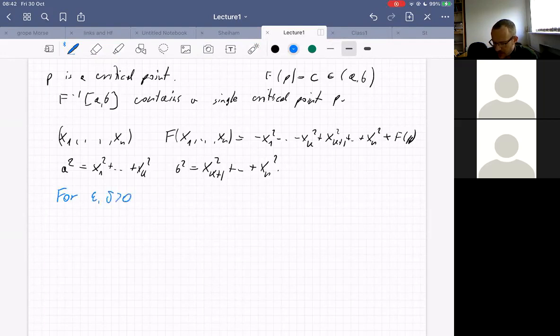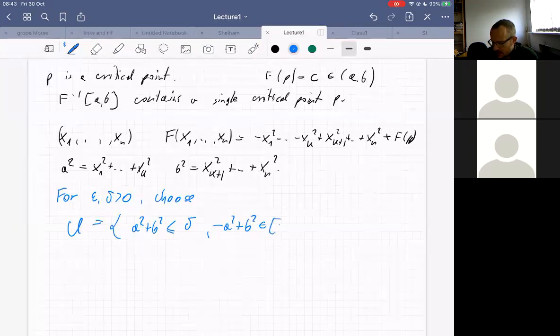And now, for epsilon and delta greater than zero, choose, what is the good name, U, which will depend on epsilon, delta and on the index, but we just ignore the dependence for shortness of notation. So you have U defined as a squared plus b squared less than or equal to delta, and minus a squared plus b squared belonging to (minus epsilon, epsilon).